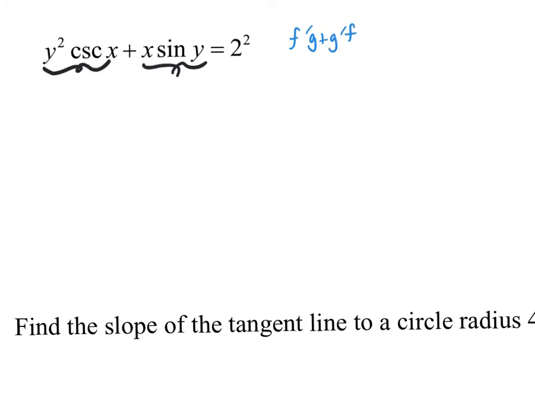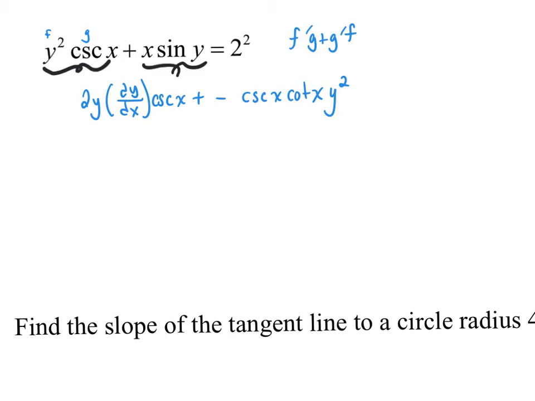So my f function is this, and this is my g function. So I'm going to get 2y dy/dx times g, which is just cosecant of x, plus the derivative of g, which is the cosecant. Remember, the derivative of cosecant is negative cosecant cotangent times f. My f function is just simply y squared, and I do not need a dy/dx for this one because I only differentiated the cosecant of x.